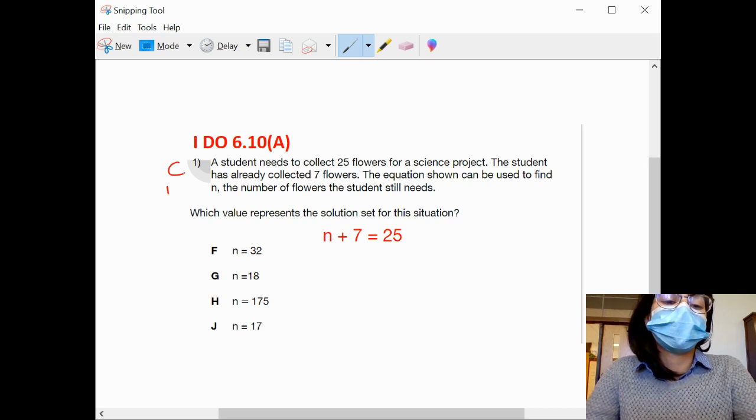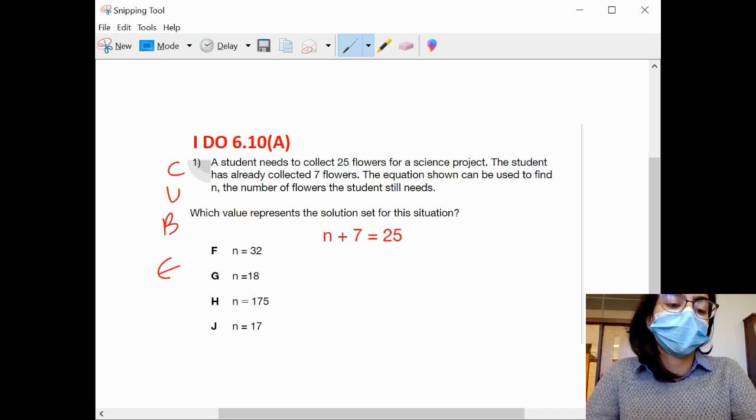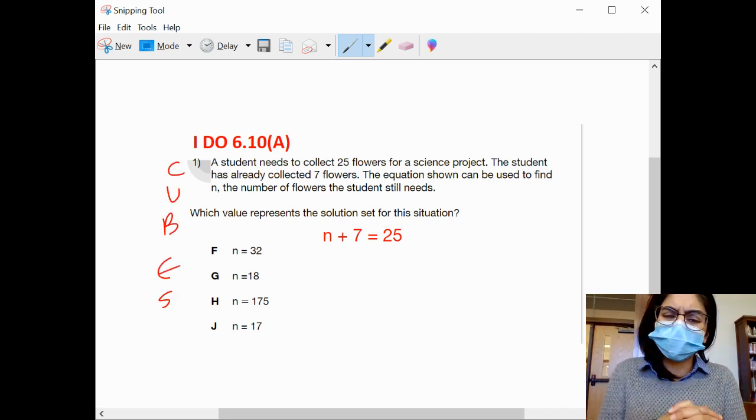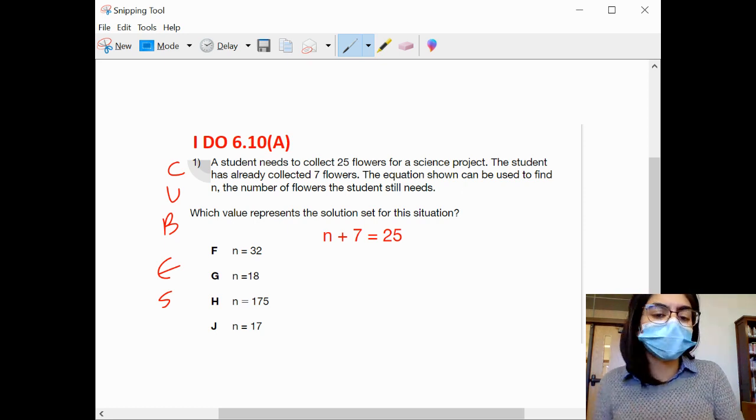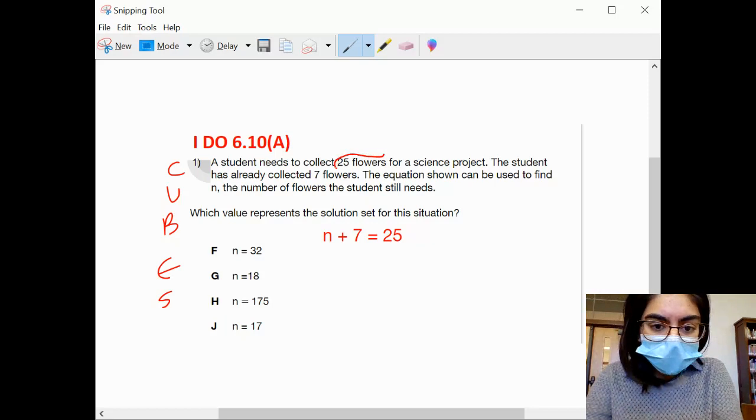All right, y'all, time for this I do. I'm going to write cubes on the side of my paper. And let's begin. A student needs to collect 25 flowers for a science project. I'm still doing cubes, so I'm going to circle 25 flowers.